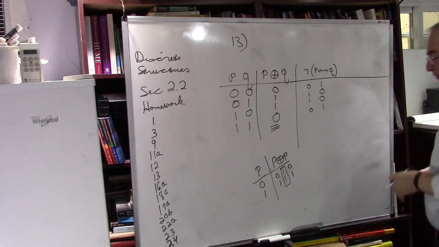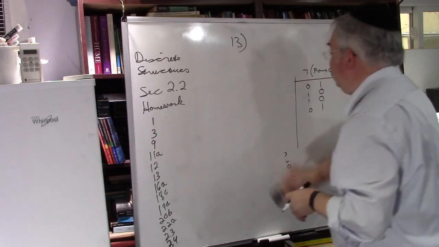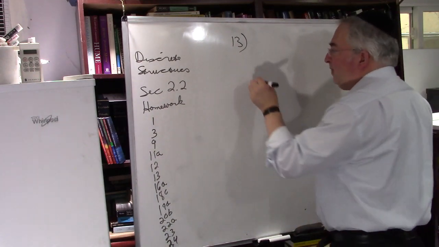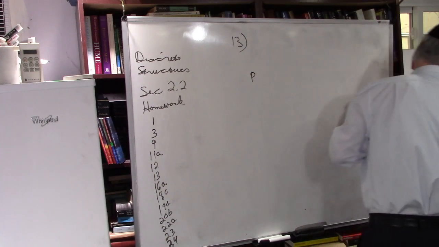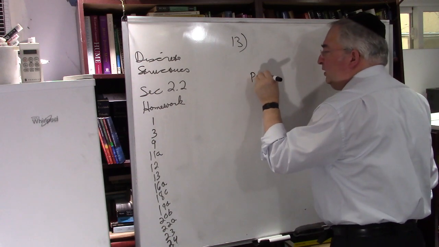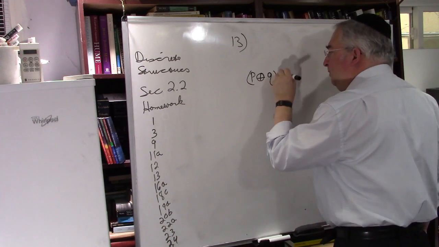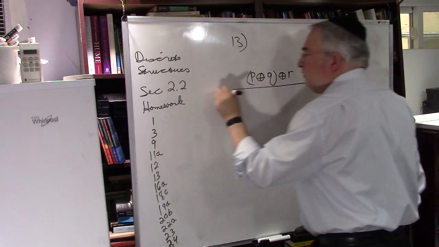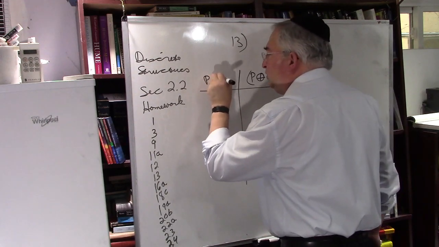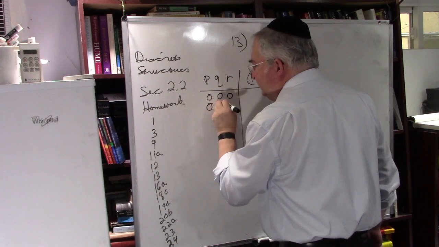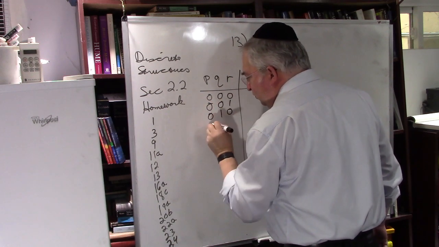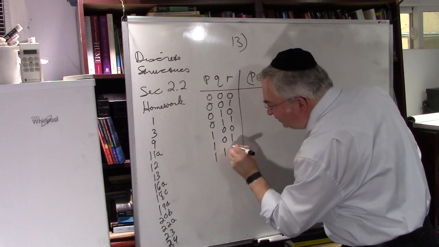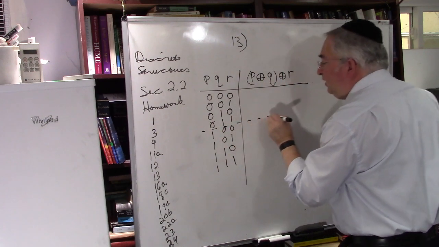Now we want a truth table for 3 variables with the exclusive OR. So let's do that. P plus Q plus R. P, Q, R: 0, 0, 0; 0, 0, 1; 0, 1, 0; 0, 1, 1; 1, 0, 0; 1, 0, 1; 1, 1, 0; 1, 1, 1. I wish I had a stamp that did this.